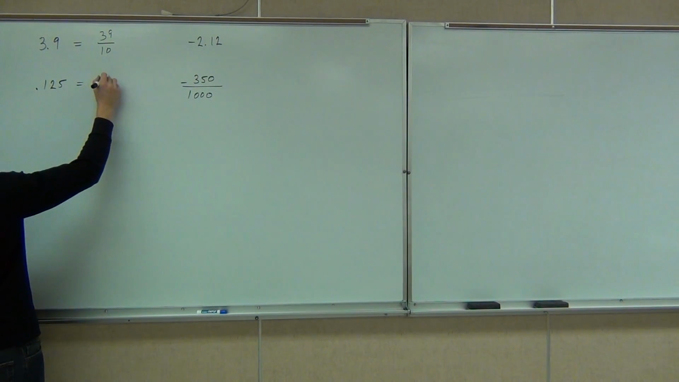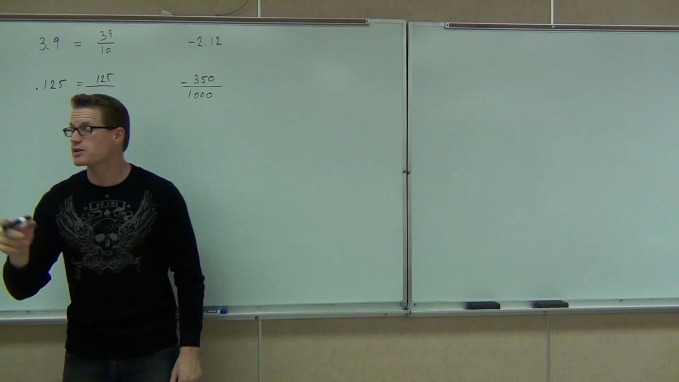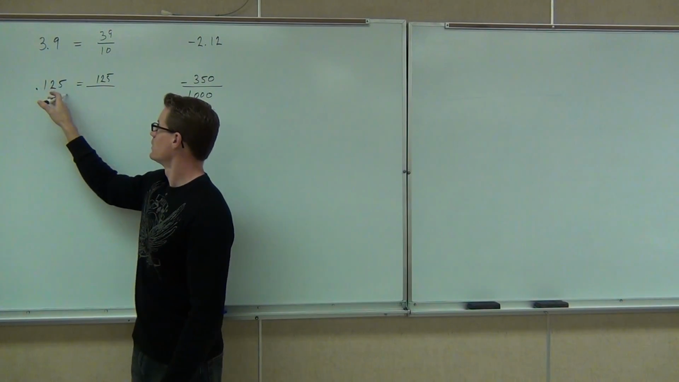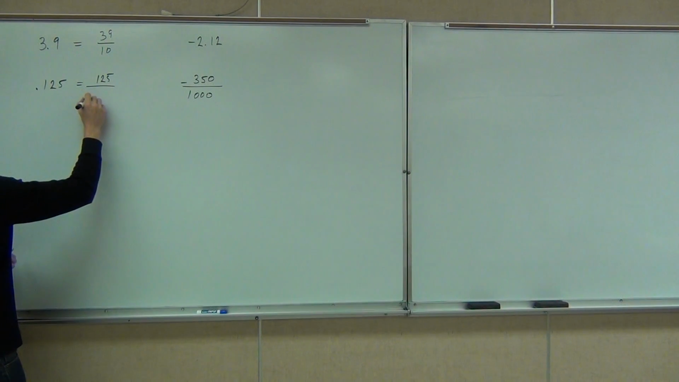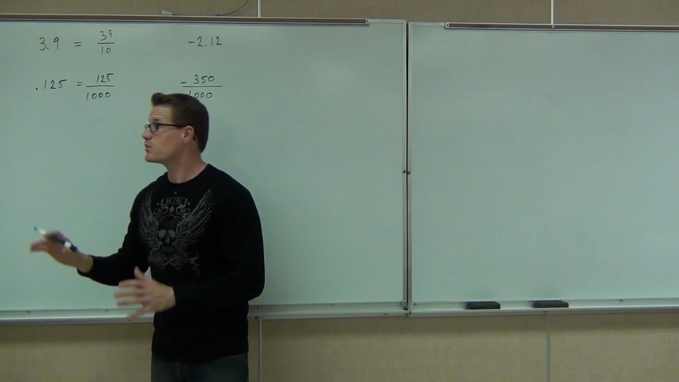0.125. I'm hoping you got 125 over 1,000. How many spots did you move the decimal? 3. How many zeros should you have then? That's going to be 1/8. You can reduce that.